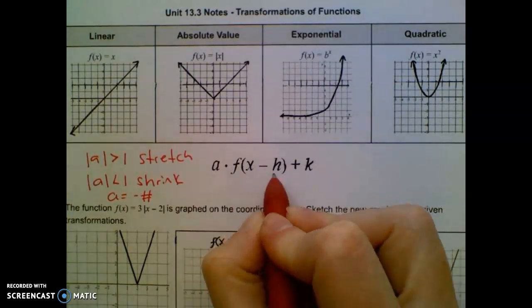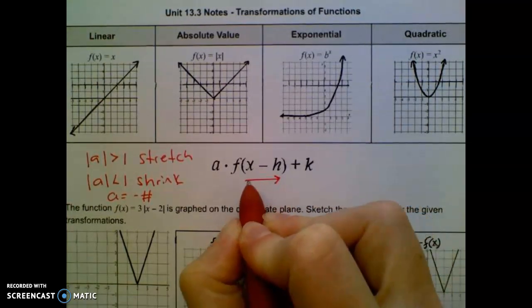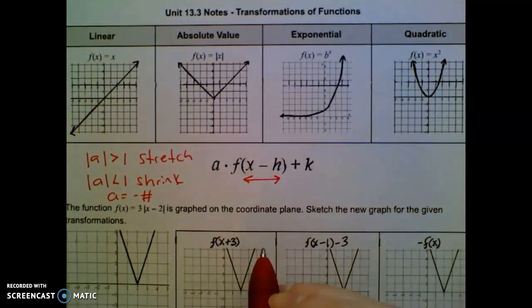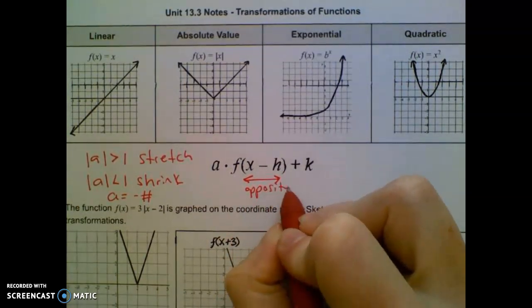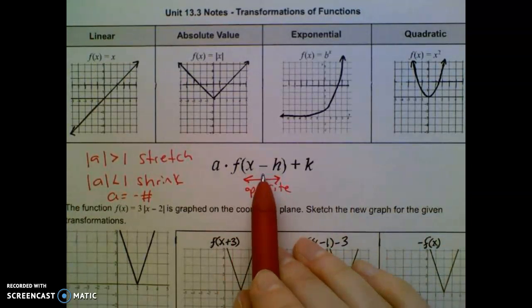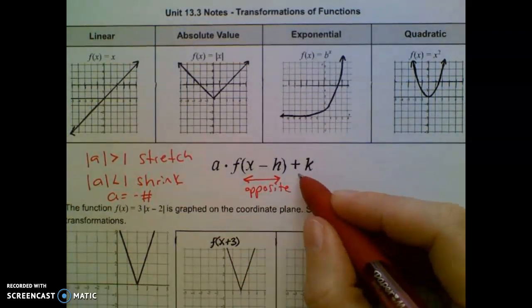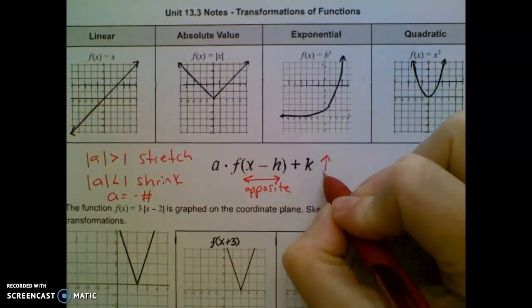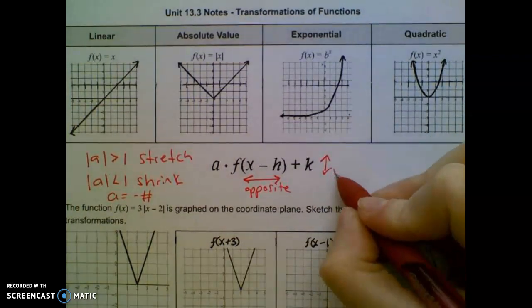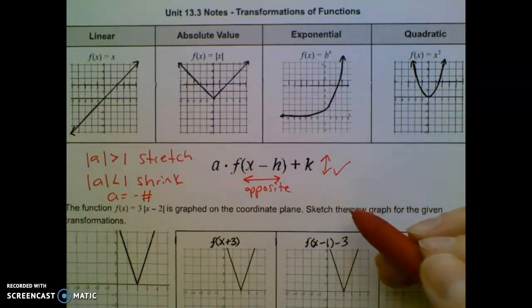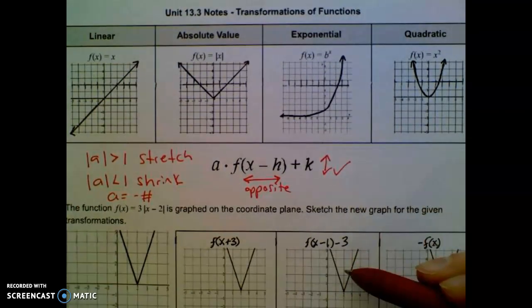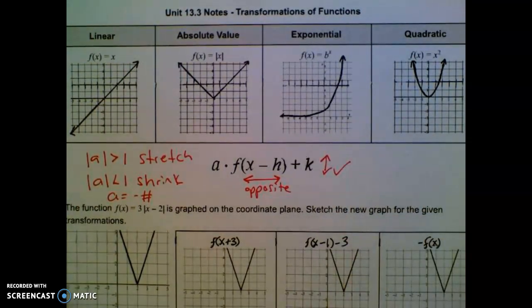Also, don't forget, anything on the inside is going to move your function left and right, and that's going to move it the opposite of how you expect it to move. So if it says x plus 5, you're actually moving it left 5 units. And then anything on the outside is going to move it up and down, and it's going to move it the way that you do expect it. So plus 5 means take your function up 5 units, down 2 would be a minus 2.